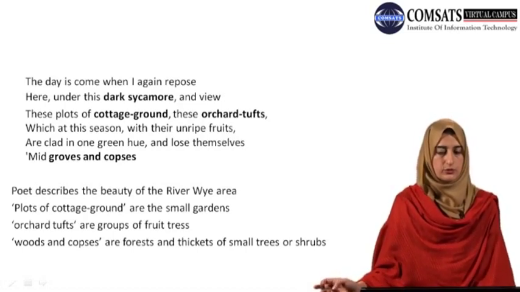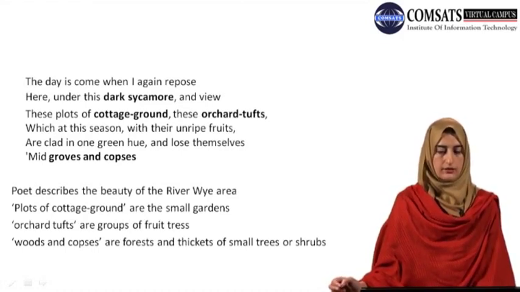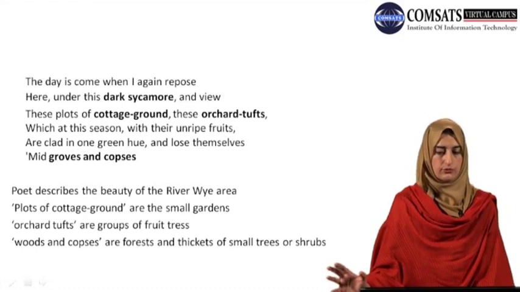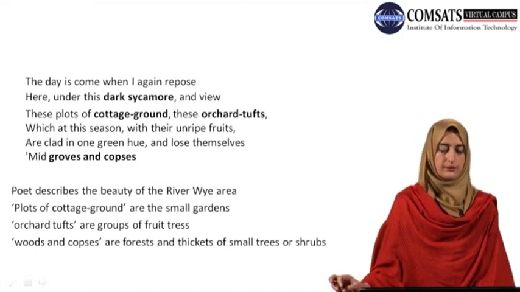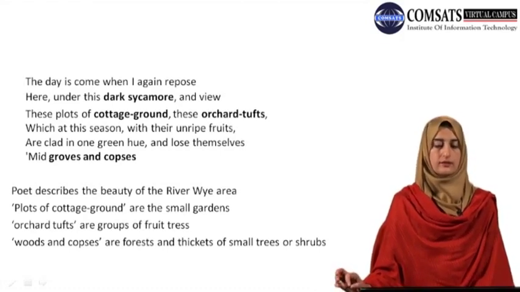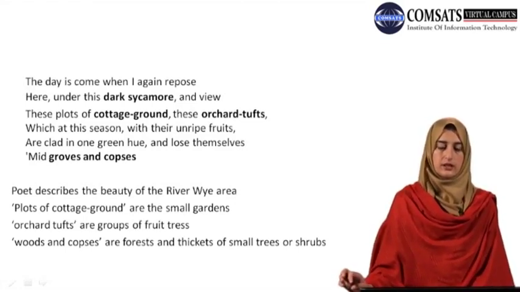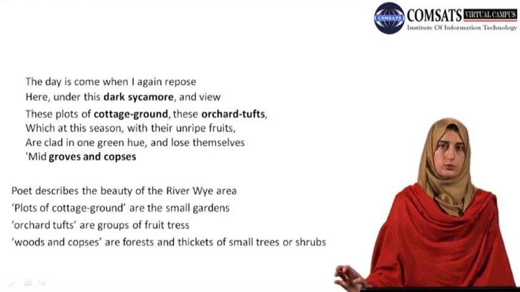me, and the scene he describes to you as there are plots of cottage ground, meaning small gardens, and he sees orchard tufts, small groups of fruit trees which are full of unripe fruits at this time of the year. And everything is green, he says, everything clad in one green hue. Again, this is significant, although I have not highlighted it. Clad means covered. He says all is clad in one green hue. So everything is green here, in one shade of green. And they all lose themselves mid groves and copses.